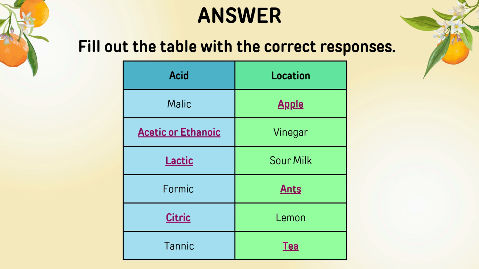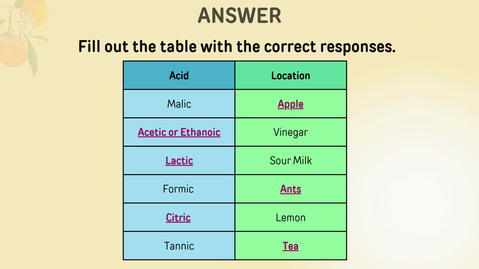Congratulations, did you get it right? Yay! So we find malic acid in apples, we find acetic acid or ethanoic acid in vinegar, lactic acid is in sour milk. We find that ants contain formic acid and lemons contain citric acid, whereas tannic acid can be found in tea.